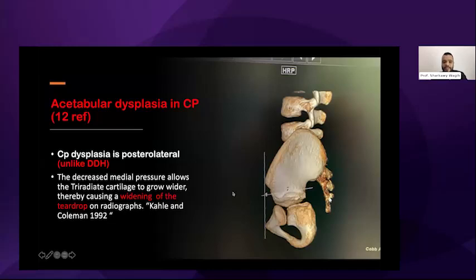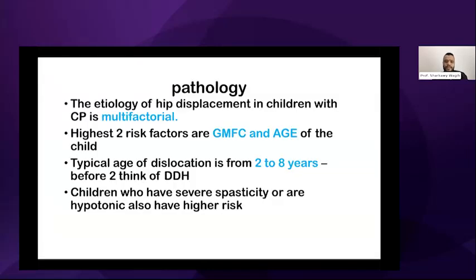The CB hip dysplasia is different than DDH. They have posterior and lateral coverage deficiency. Okay, so they have decreased medial pressure, and if you do an X-ray for these people, you find the teardrop very wide. The pathology, etiology, and displacement of the hip in CB is multifactorial. The most common risk factors: gross motor function classification and young age. Typical age of presentation is from 2 to 8 years.